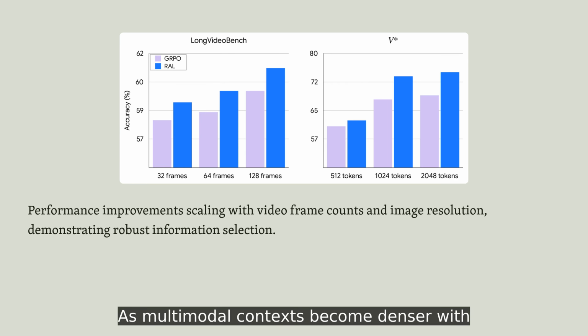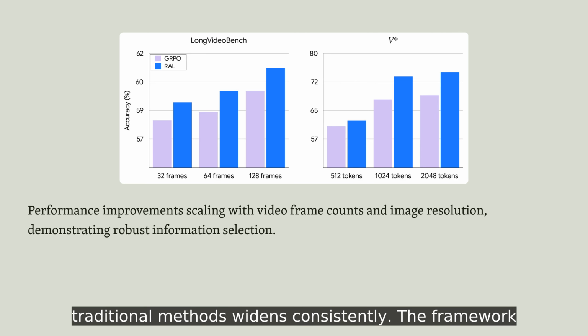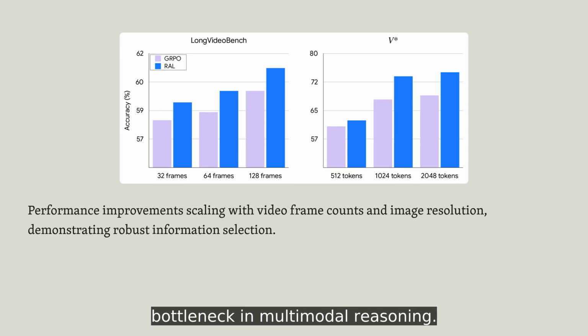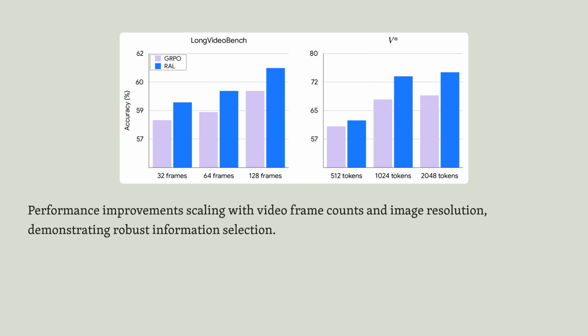As multimodal contexts become denser with more frames or higher resolution images, the performance gap between RAL and traditional methods widens consistently. The framework demonstrates robust information selection precisely when the perceptual grounding challenge intensifies, validating that attention-centric optimization addresses a core bottleneck in multimodal reasoning.